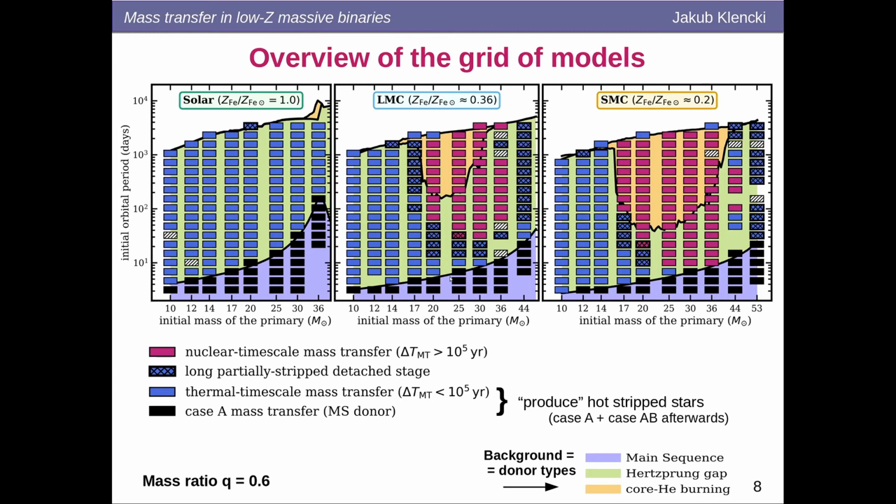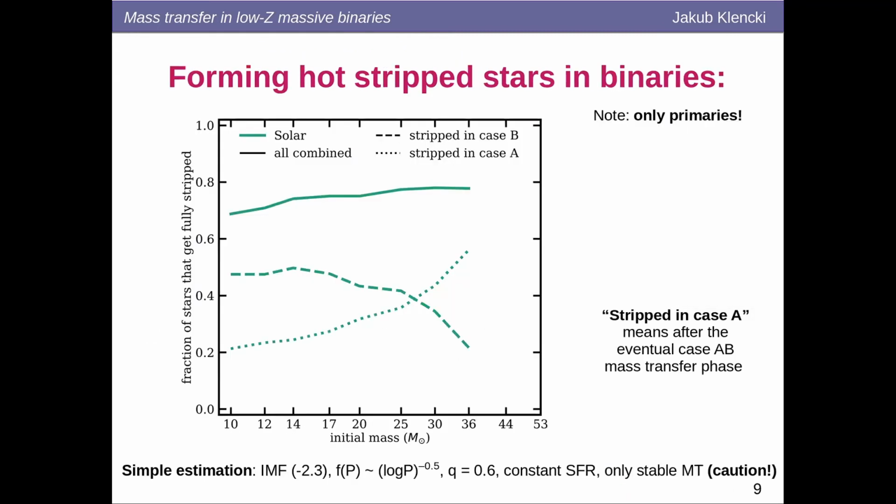full envelope stripping. And so obviously this will have consequences, for instance, for the formation of hot stripped stars by binaries. So here we're trying to estimate what would be roughly the fraction of primary stars, the more massive components of binaries, that will end up as hot stripped stars or Wolf-Rayet stars, depending on the mass and metallicity, as a result of binary interaction. So in the case of solar metallicity, this fraction is quite high, about 0.7. It doesn't depend on the mass too much, and comes from both the stars that are stripped in case A or case B mass transfer.